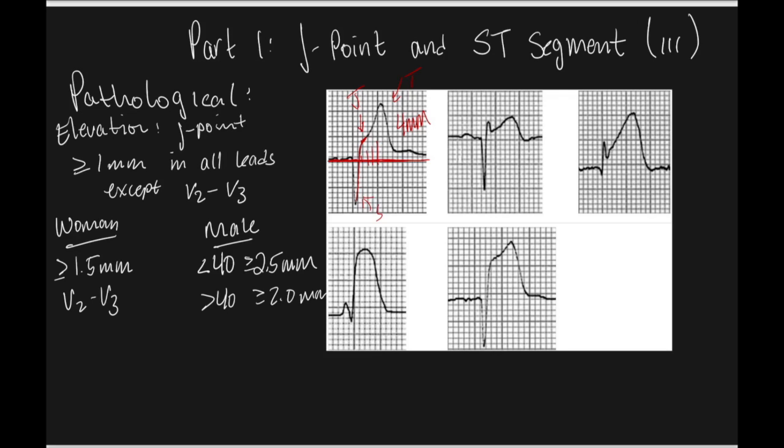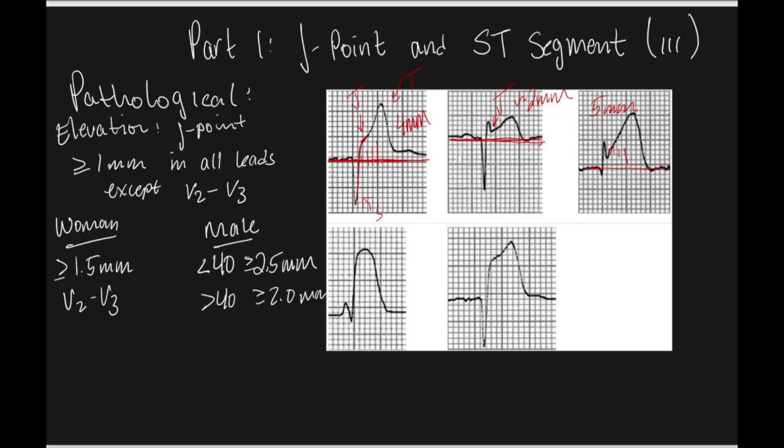How about the second one? You always draw that baseline. Here's the, let's say that's the J point. Let's say we have almost 2 millimeters of elevation. How about the third example? I would say here's the J point. Here's our baseline. So 1, 2, 3, 4, 5 millimeters of elevation.